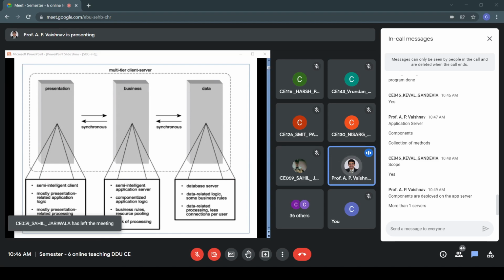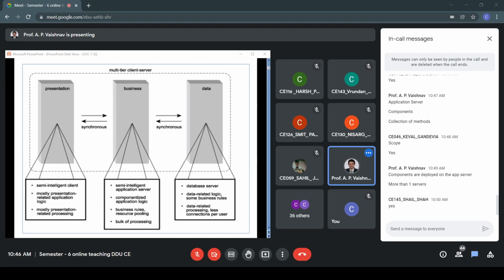So are you clear up to the middle tier? Right? In the middle tier, we are having a semi-intelligent application server where the components are stored, okay, and a lot of processing is carried out on this side. Yes, is that fine for this? Can we go for the next one? Okay, okay. Then on the right hand side, what you see is again a pure database layer, right? So you have a database server where your data related processing will be carried out.